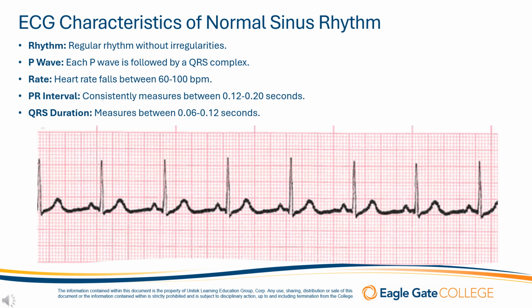The QRS duration represents the time taken for ventricular depolarization, where the ventricles contract to pump blood out of the heart. In normal sinus rhythm, the QRS duration measures between 0.06 and 0.12 seconds. This duration ensures that the ventricles are depolarizing efficiently and synchronously, allowing for effective blood ejection. A QRS duration longer than 0.12 seconds might indicate bundle branch blocks or ventricular hypertrophy, which would impair the heart's pumping ability. So these ECG characteristics of normal sinus rhythm are fundamental for evaluating cardiac function.